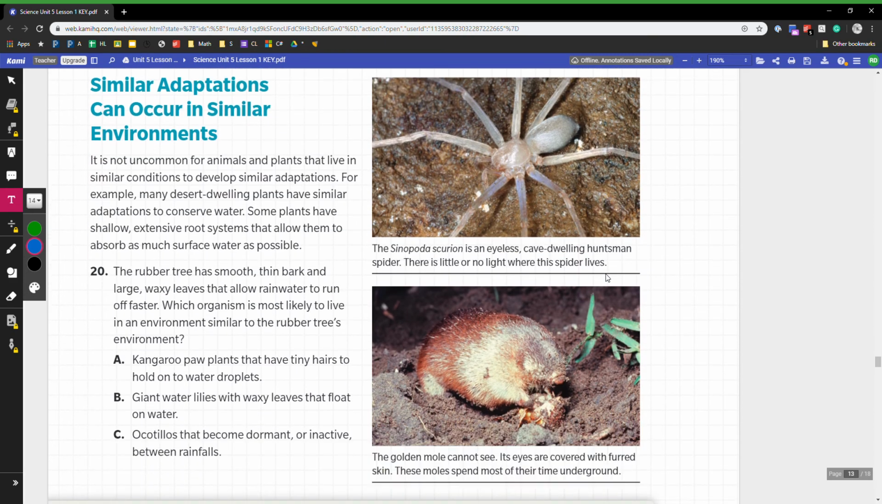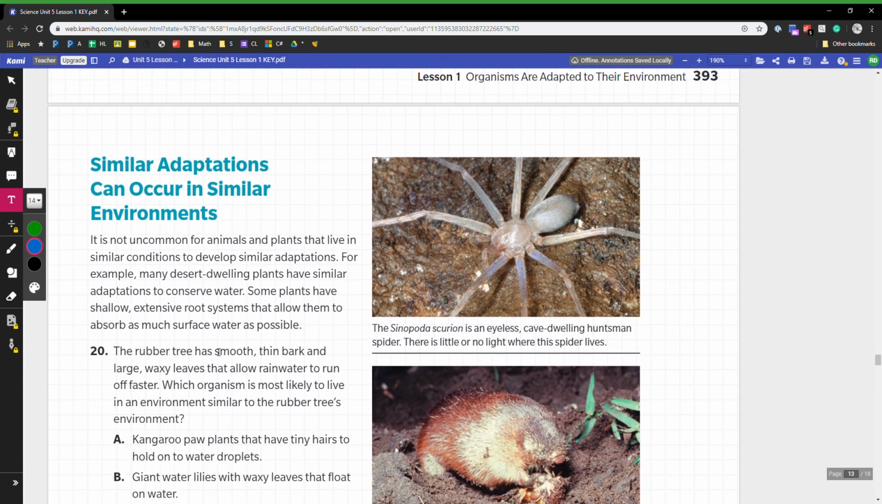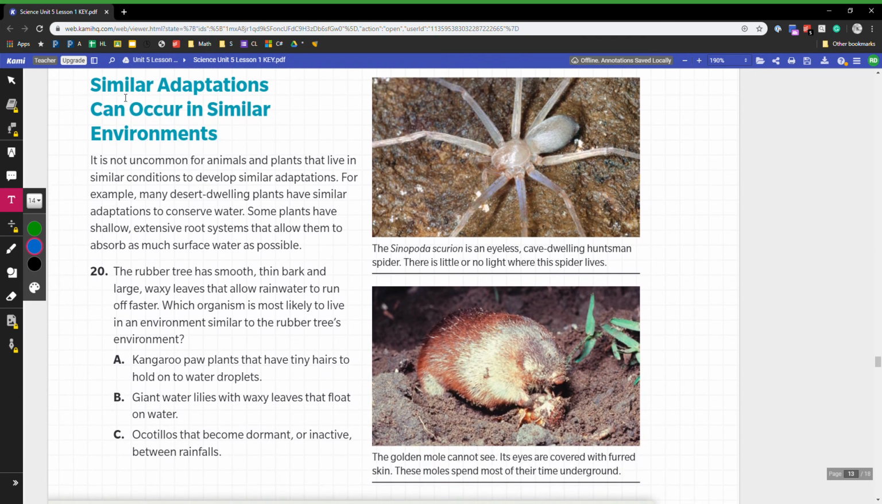And then this is talking down here. It starts talking about how creatures can have similar adaptations because they live in similar environments. So it talks about these spiders and these moles. Both, they don't have eyes. Actually, moles have eyes that are covered in skin, weirdly. And these spiders don't really have eyes. And that's because they both live in caves and where it's dark, so they don't need them.